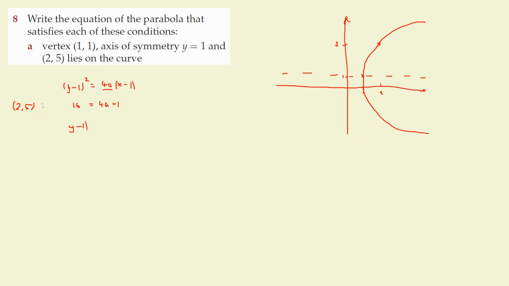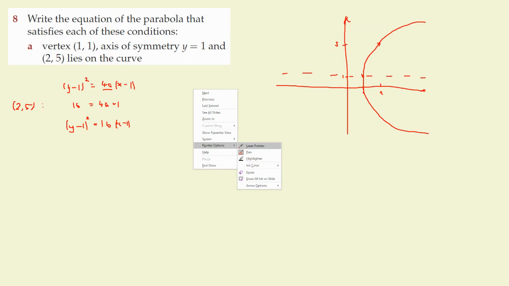So I can just write y minus 1 squared equals 16 x minus 1. And that is the equation of the parabola that satisfies the conditions. The vertex is at the point 1, 1. The axis of symmetry is y equals 1. And 2, 5 lies on the curve. That is our parabola. Okay, hope that's helped on question 8.